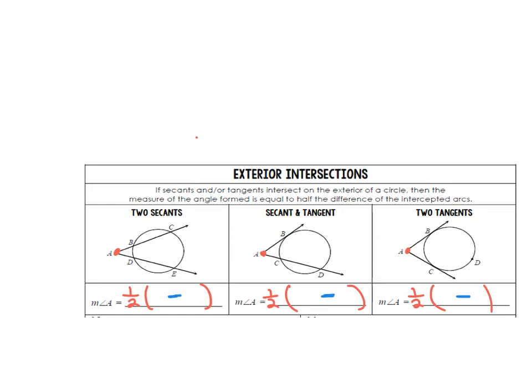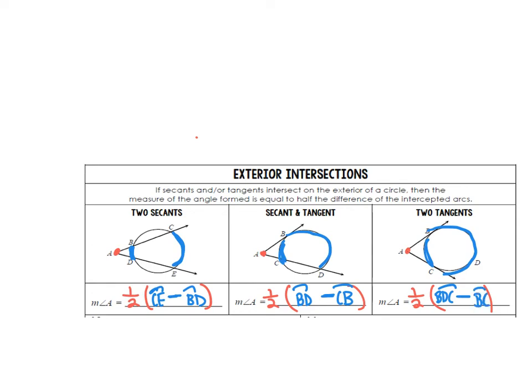So let's take a look at this first one. Here's an arc, and here's an arc. We're going to put the big arc first. So it's going to be CE minus BD. Okay, this one is going to be BD minus CB. And this one is going to be BDC minus BC.